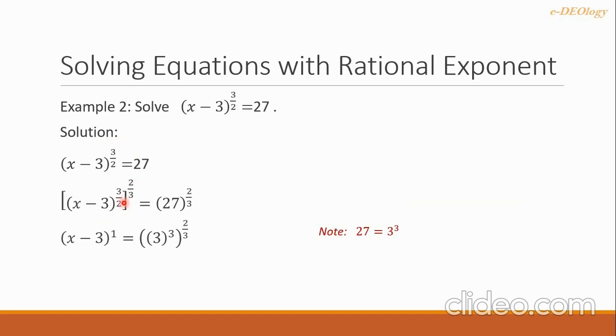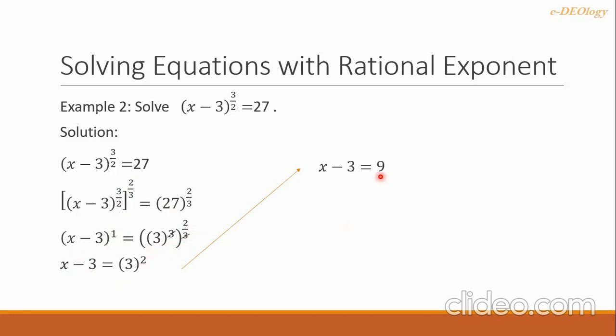Next, the 3 over 2 multiplied to its reciprocal will give 1. So the exponent now becomes 1. On the right side, the 27, we can show this to be 3 cubed. And again, the 2 over 3 is outside. On the next line, the x minus 3 with exponent 1, we can delete that exponent. It is understood to have exponent 1. On the right side, we can cancel the power 3 and the denominator 3. Only the numerator will come down. So the 3 squared becomes 9.